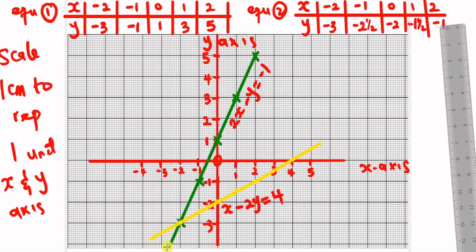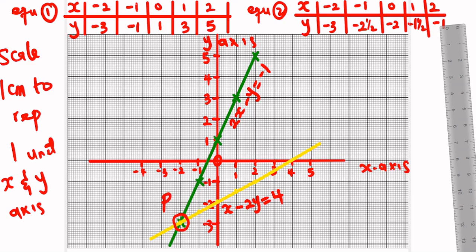So now we have to take note of where the two lines meet. Now looking at this, this is where they meet. If you look, the green line and the yellow line, they met here. So I'm going to circle this place they meet and call it, let's say, point P, or you can use any letter to denote it. I just want to use P.